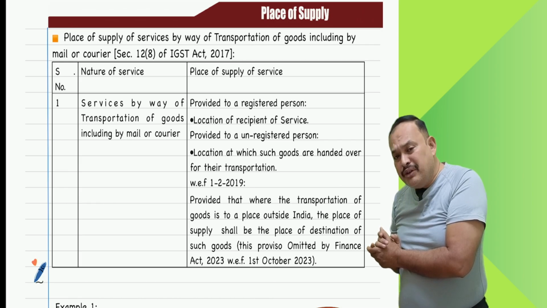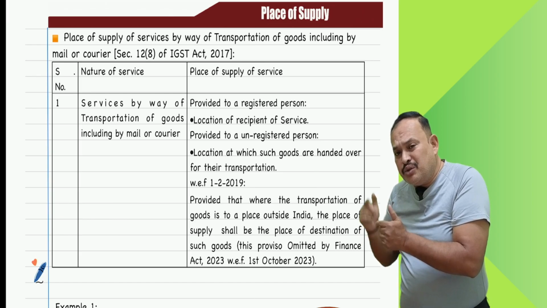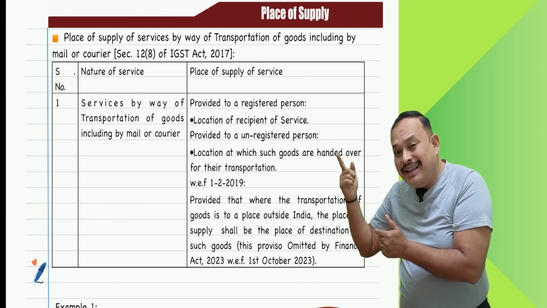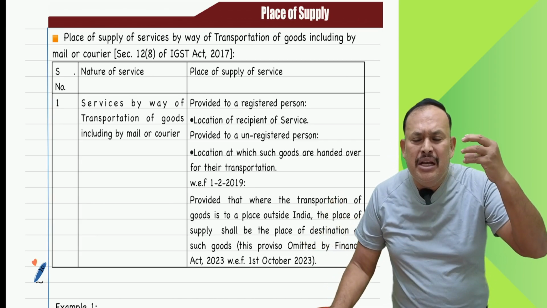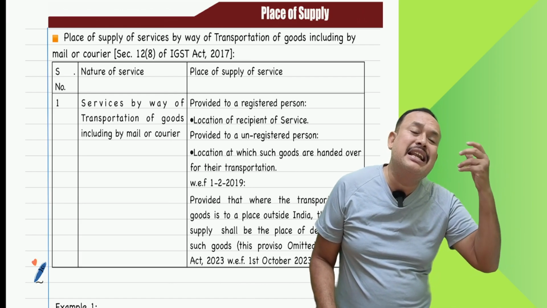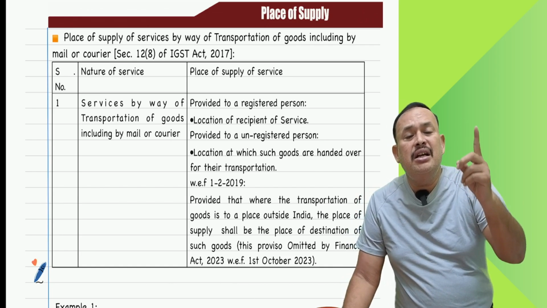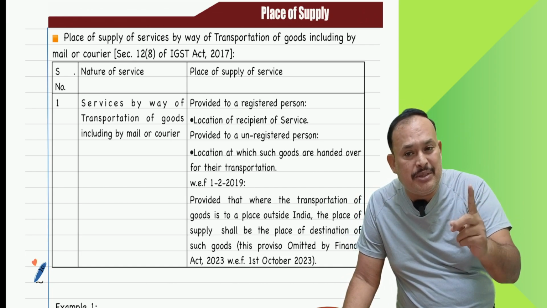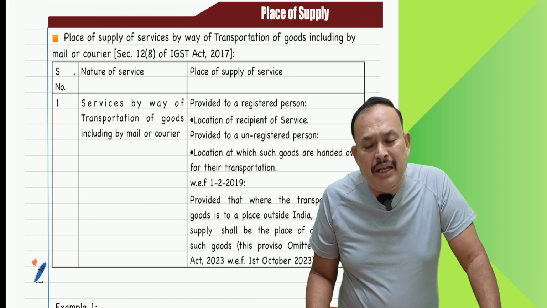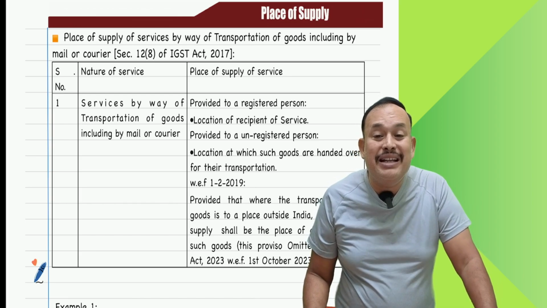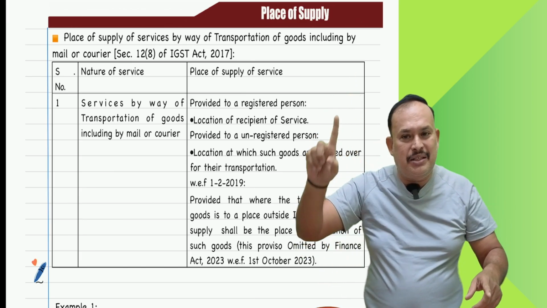Earlier there was a provision that if the destination of the goods was outside India, that was the place of supply. That is omitted now. Resultantly, the destination of the goods is irrelevant. The place of supply is the location of the recipient if the recipient is a registered person. If the recipient is an unregistered person, the place of supply is where the goods are handed over to the transporter for transportation.